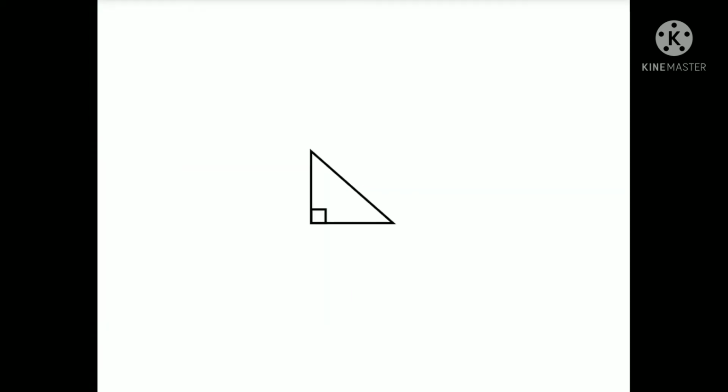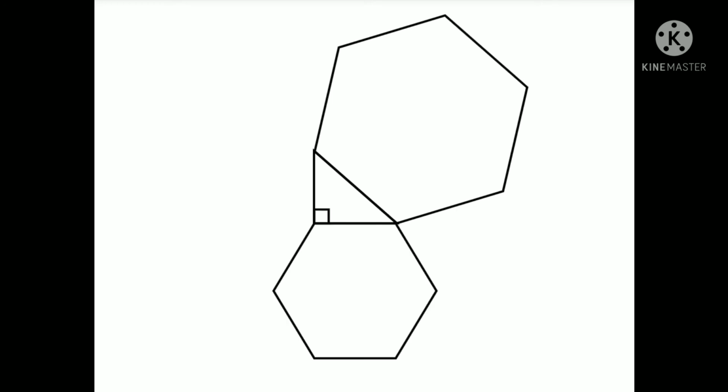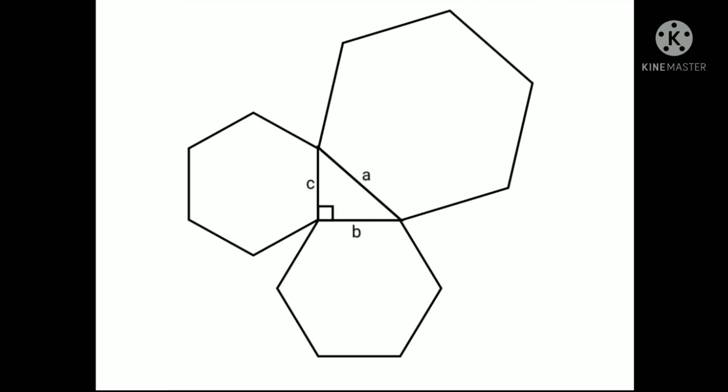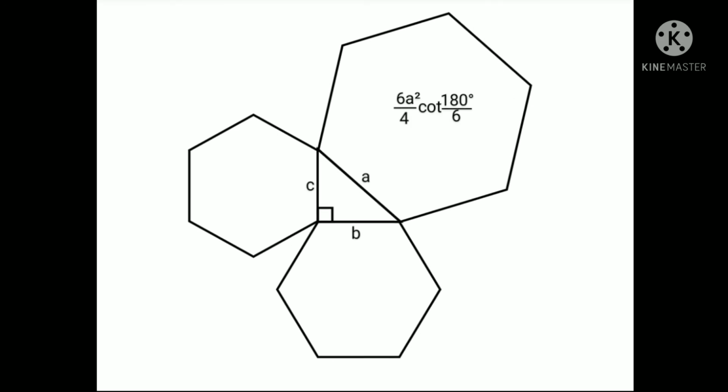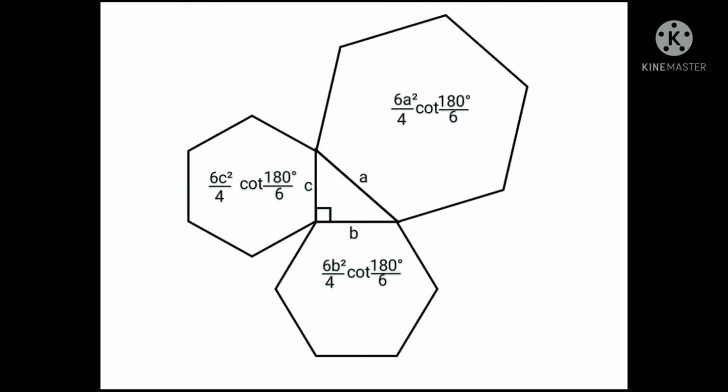Then we will take another right triangle, and we will draw a hexagon on the hypotenuse, and we will draw another hexagon on the base and another hexagon on the height. Then we will mark the hypotenuse, base, and height as A, B, and C. Then the hypotenuse hexagon's area will be this, and the base hexagon's area will be this, and the height hexagon's area will be this. After that, we can write this.